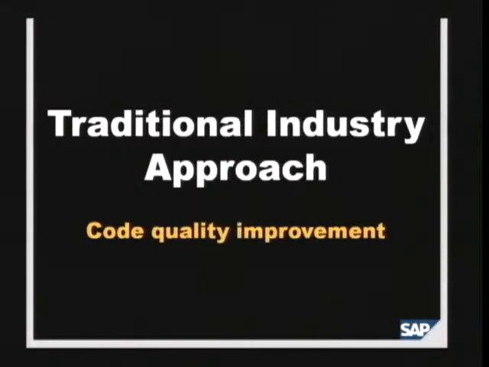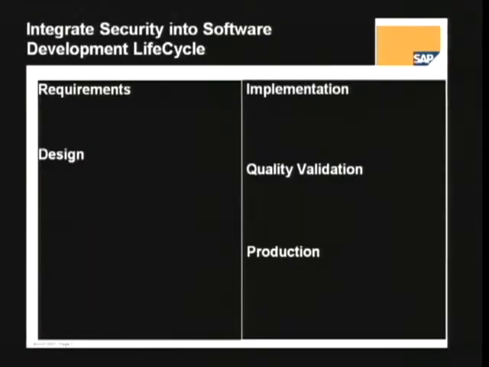So what is the industry doing? Industry has been doing lots of things around code quality. So we are trying to improve the code quality, all right? What does this mean actually? I think the best thing you can do with today's standards is to integrate security into the software development lifecycle, right? So you have the requirements phase, you have the design phase, let's say you have implementation, quality validation, and then you deploy the application in the customer environment, for example.